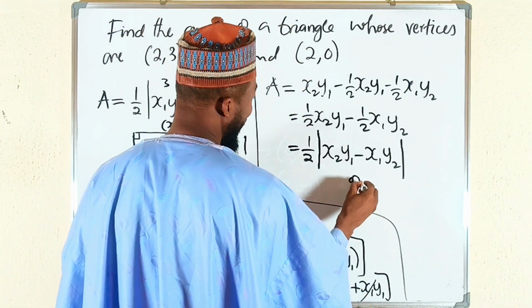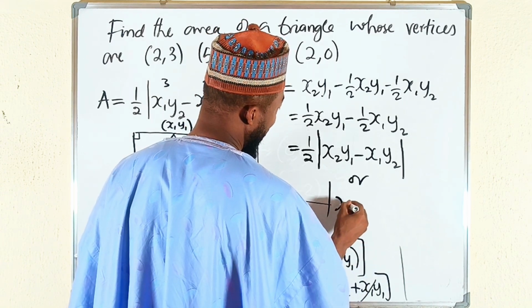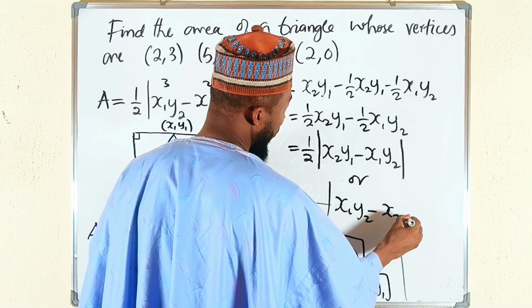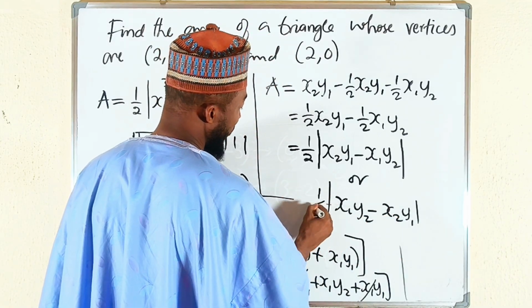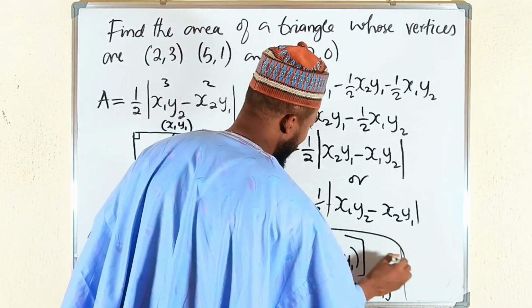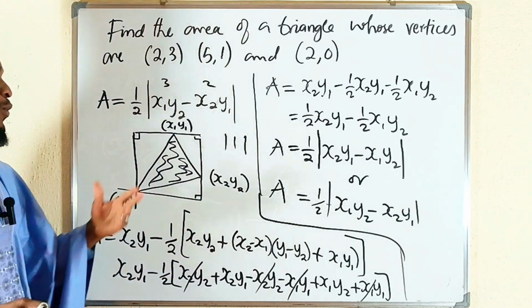So you can write it like this, or the absolute value of x1y2 minus x2y1. It doesn't matter. They are all the same. They are equivalent, let me say. So the area is this. So this is how we got the formula.